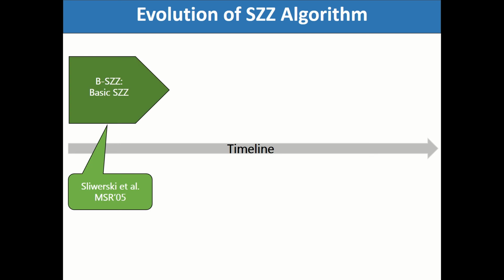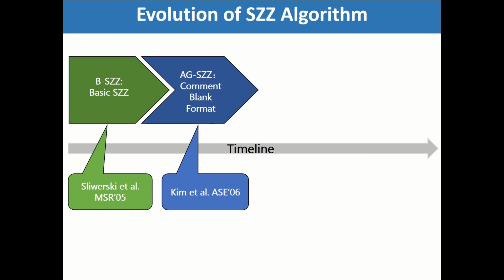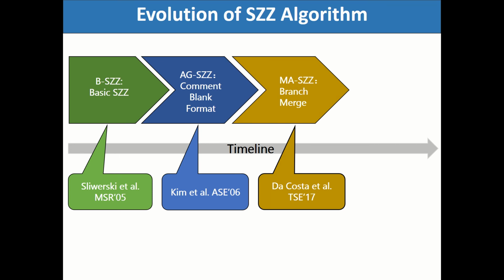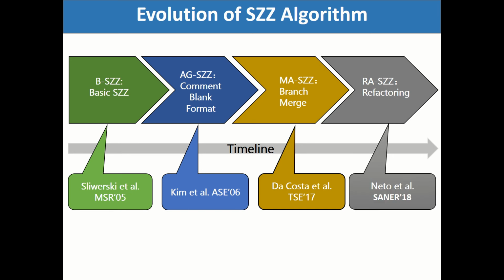We refer to this SZZ algorithm as BSZ. After BSZ, researchers proposed several SZZ variants to improve the quality of data generated by SZZ. AGSZ was proposed by Kim et al., which deals with changes to comments, blank lines, and formats. Then MASZ was proposed by Da Costa et al., which deals with branch and merge changes. Recently, Neto et al. proposed RASZ. They further dealt with refactorings based on MASZ.